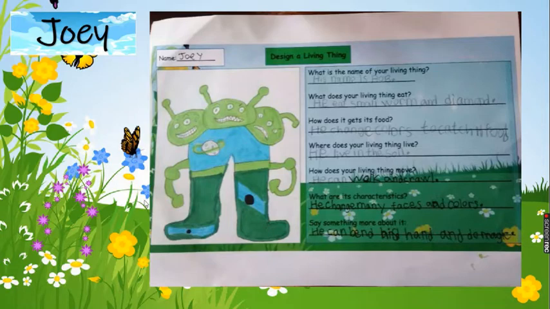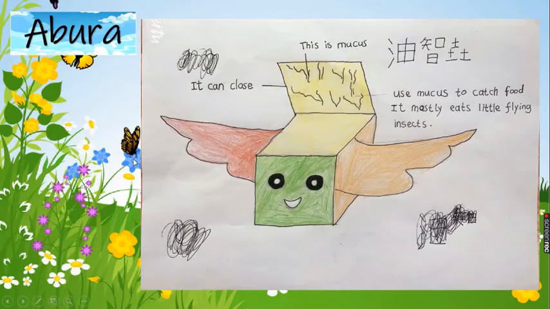Now let's move on to the next living thing. This is Abura's living thing. It looks like a Rubik's Cube, right? The one that he loves to play. He said this is mucus. This part can close and open. And it uses mucus to catch food. It mostly eats little flying insects.